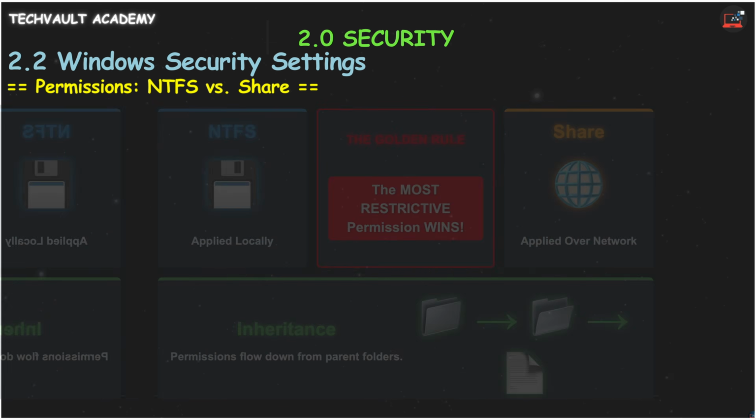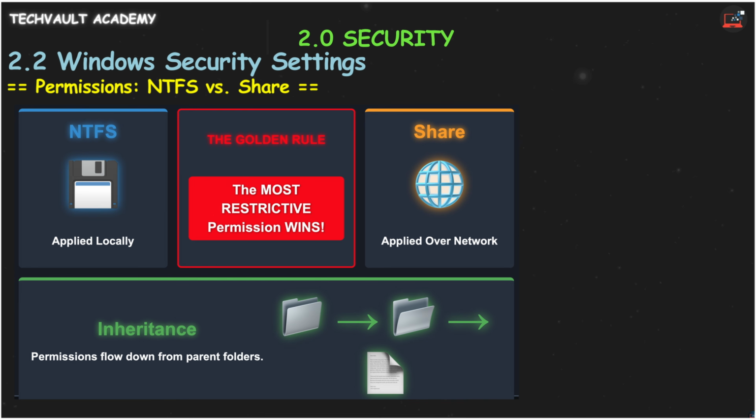File access is governed by two sets of rules: NTFS and Share Permissions. NTFS permissions are applied locally to the file or folder. Share permissions are only applied when accessing that file over the network. The golden rule is the most restrictive permission wins. If NTFS gives you full control, but the share permission only allows read, you only get read access over the network.